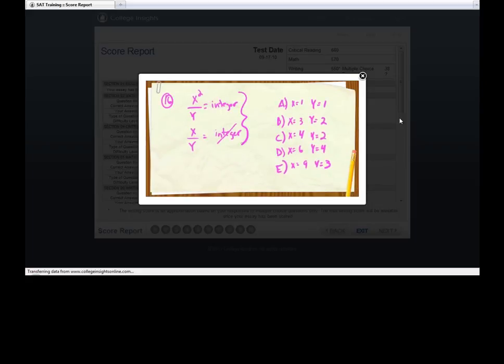Okay, we're told these two things. x squared over y is an integer, and x over y is not an integer. And then we have to find out which of these pairs of x's and y's is going to make this true.